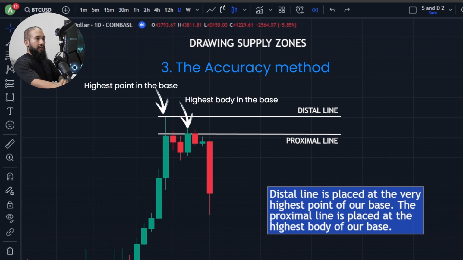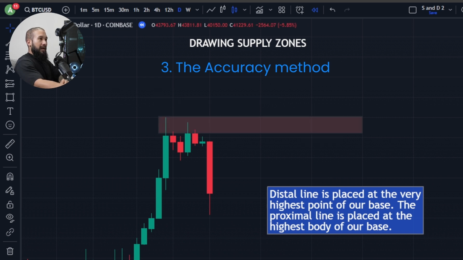for our 50% candles. I tend to not use this method because it decreases the range for entries and take profit areas for trade setups. Notice how much smaller this base is. And this is what the accuracy method would look like. Again, for the accuracy method, notice how small our zone is.